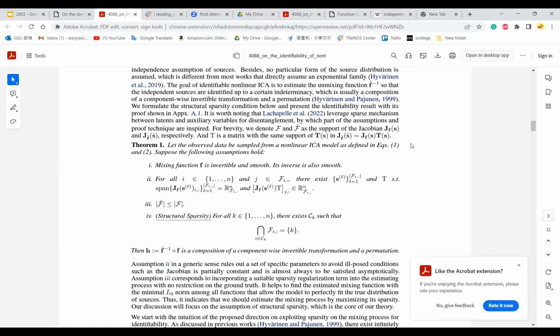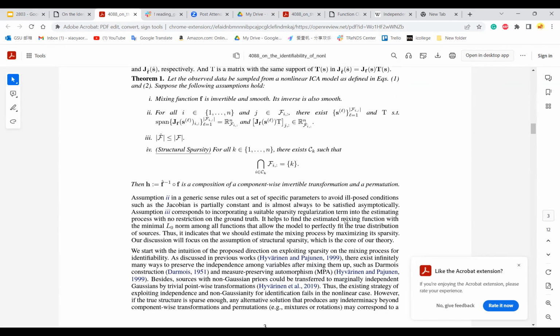Why did they do it? I think we're getting too caught up in notation. What are these assumptions? I don't entirely understand structural sparsity as an assumption. How do I interpret it, and what is it saying there?